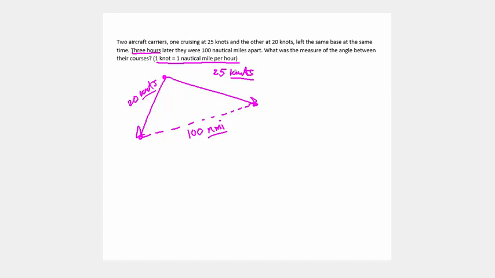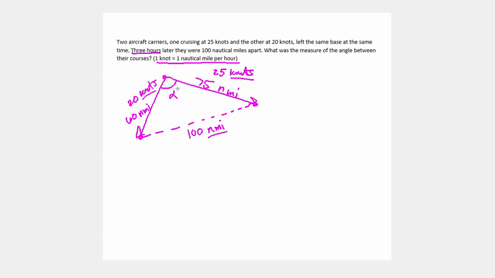So if you multiply their speed by 3 hours, the distance of the 25 knot ship should be its speed times 3 hours, since 1 knot is 1 nautical mile per hour. So 3 hours would give us 75 nautical miles for that journey, and similarly 3 hours would be 60 nautical miles for the other. And then of course we want to know the angle between their courses, which we could call anything you want. I'll just call it alpha.